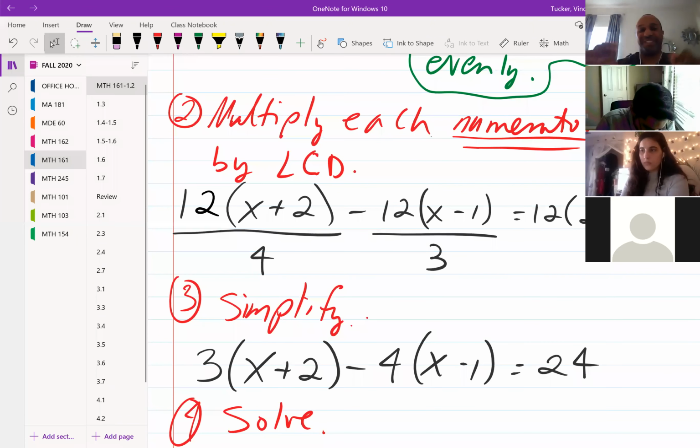So now for step 2, we multiply each numerator by the LCD. Now we're going to simplify. That 4 can divide into the 12. Remember, that was the reason why we used that number. 4 can divide into 12, leaving you with 3. 3 can divide into 12 and leave you with 4. And now those denominators are completely gone. That leaves us with 3 times x plus 2 minus 4 times x minus 1 equal to 24.